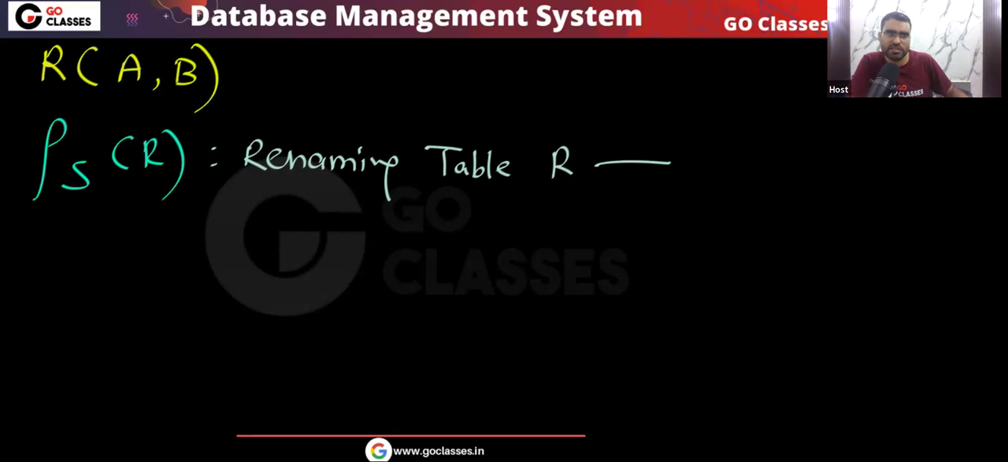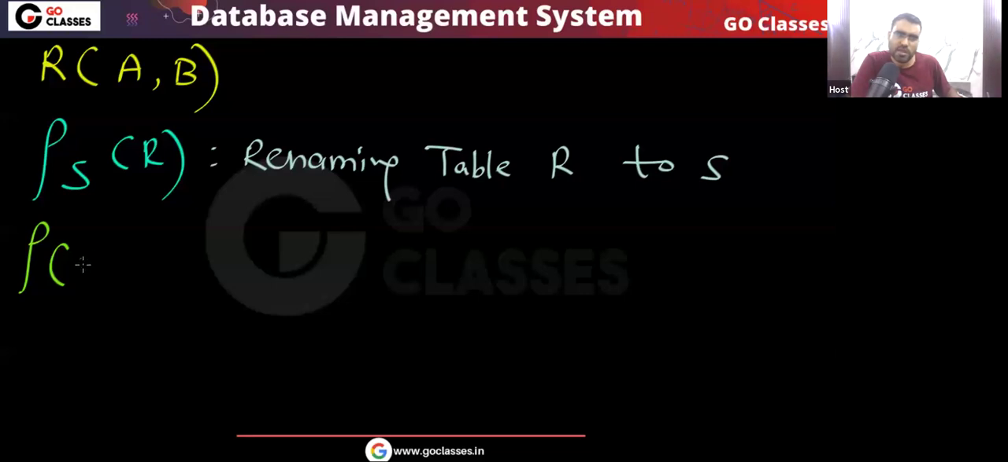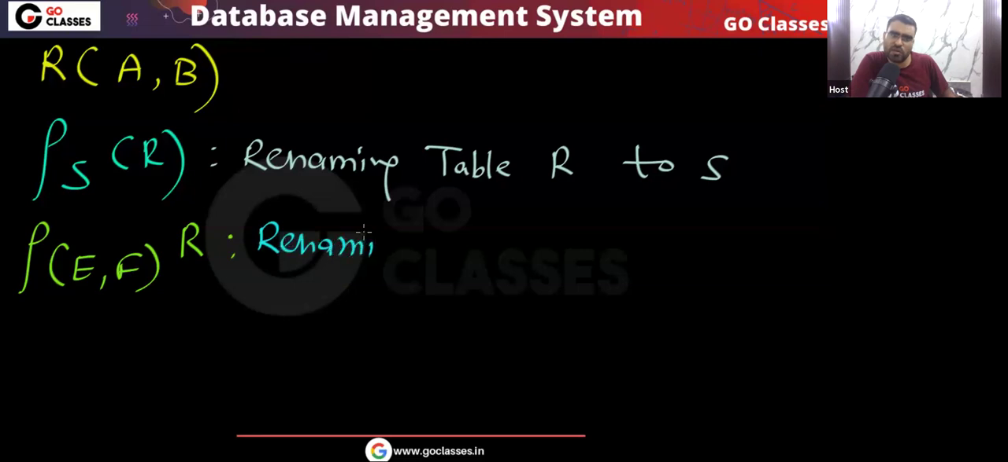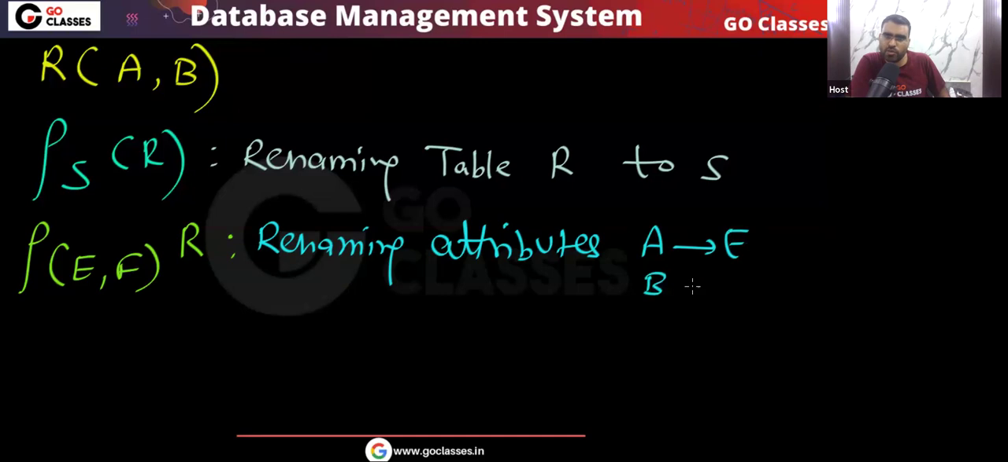Renaming table R to S. Next, if I say E comma F R, what will it mean? Let me know. Here I am renaming attributes. I am renaming attribute A to E and attribute B to F.